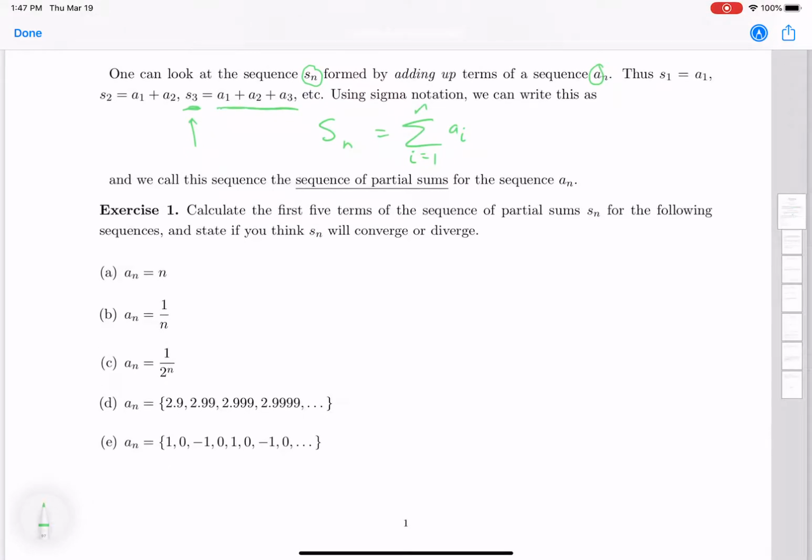I want you to go ahead and do exercise 1. The idea here is you're going to be not just writing out the terms of the sequence, but actually adding them up and letting me know whether you think this thing's going to converge or diverge. So pause the video now, try that on your own, and then unpause it when you're done.